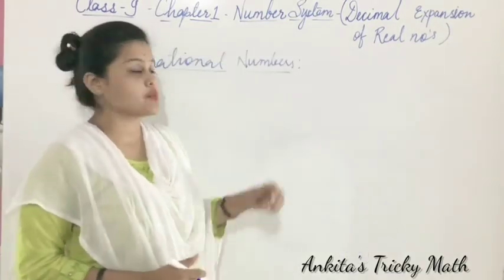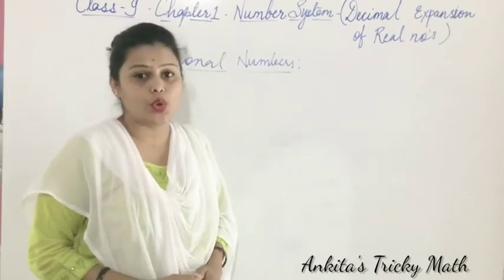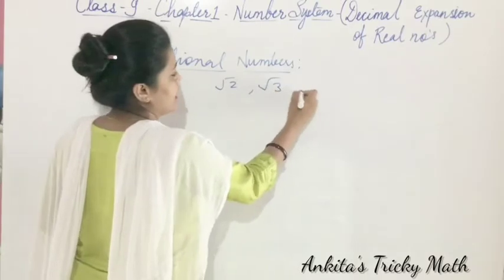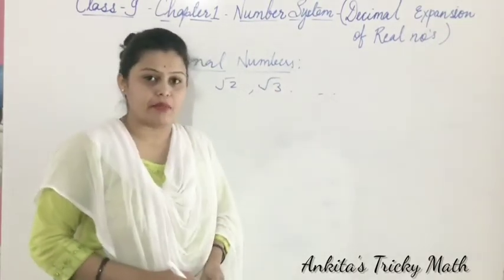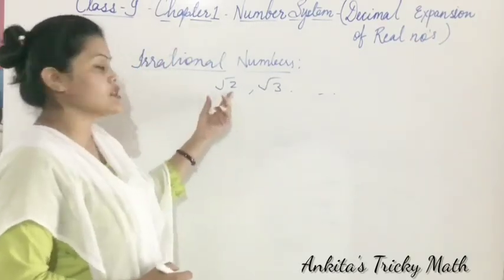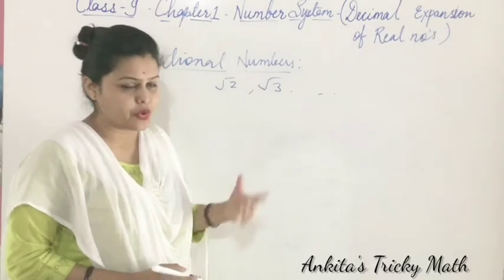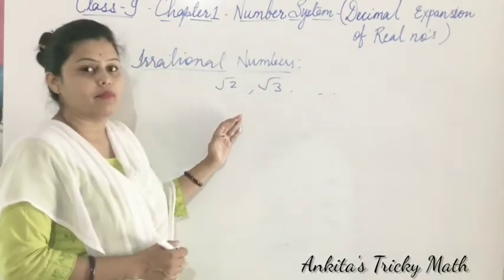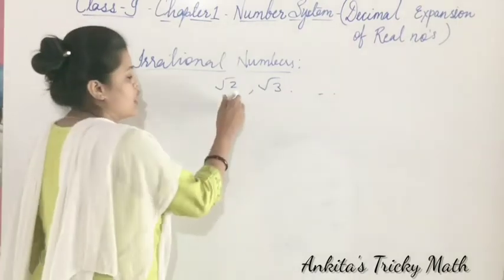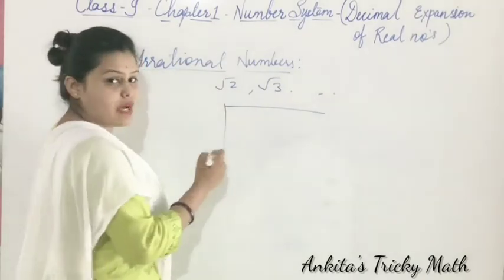Yes, now we are going to see the decimal expansion of irrational numbers. As we know, what are irrational numbers? Like root 2, root 3. These are irrational number. So we have to find that what is the decimal expansion of irrational number. So first we will take any number, like for example we are taking root 2. We have to make its decimal expansion. By what method we are doing? By long division method.